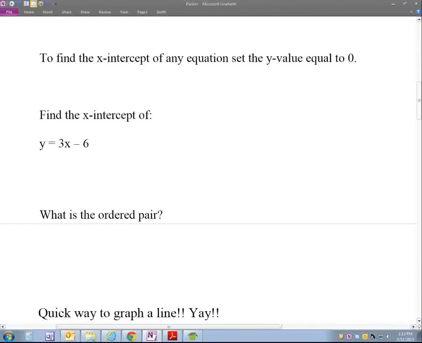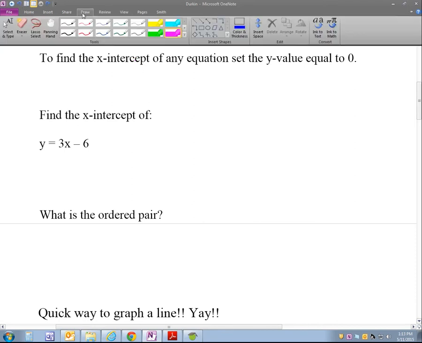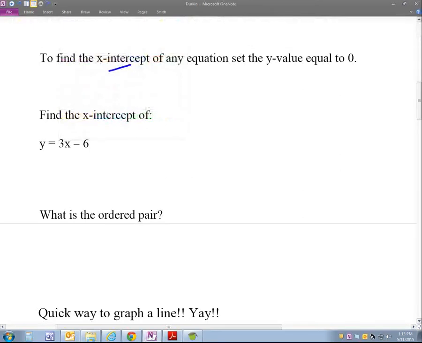To find the X-intercept of any equation, set the Y value equal to 0. Then substitute.